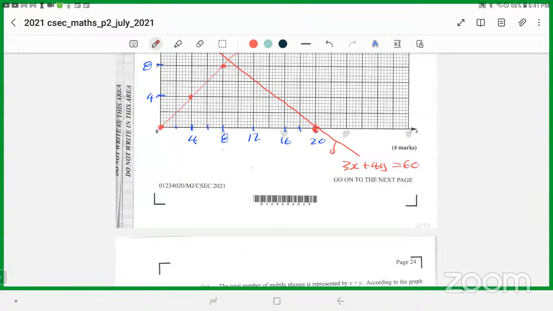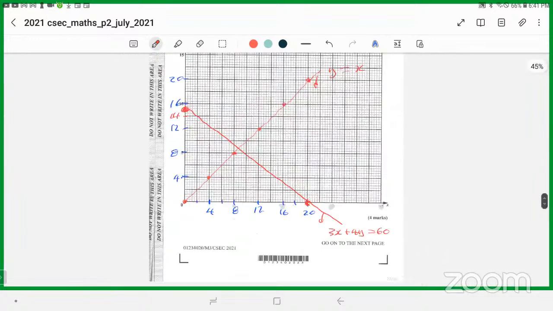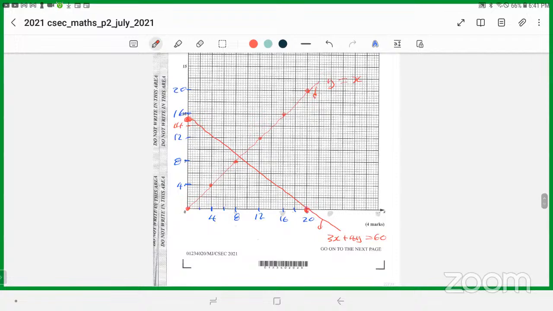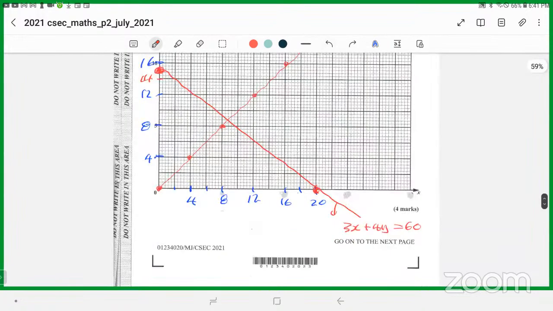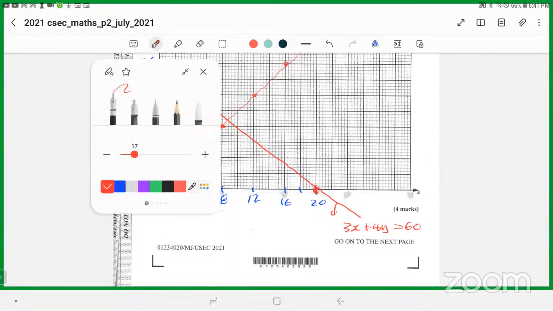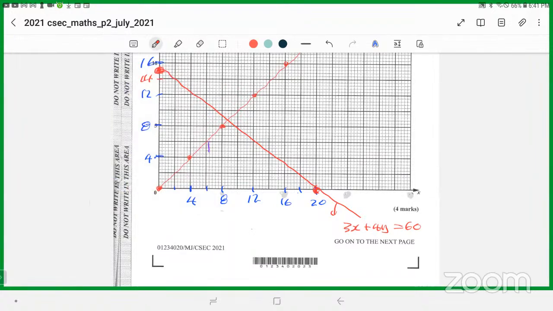I want below this line. And the question says, which region do you want? The region that you want, they must mark it with an R, right? That's what they said. Label R, the region which satisfies both inequalities. That's under here. Below this line and below this line. So it's the region inside here. So we put it in purple. Below here and below here. Down here is the R.